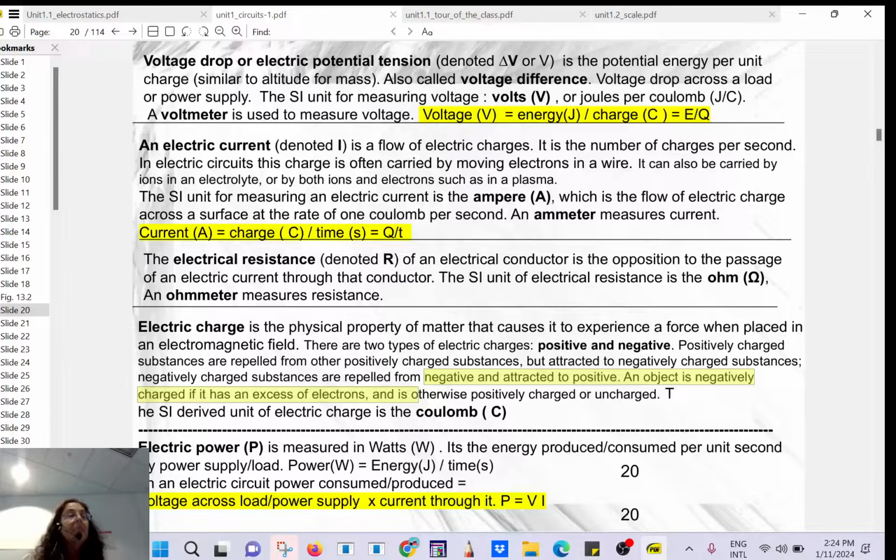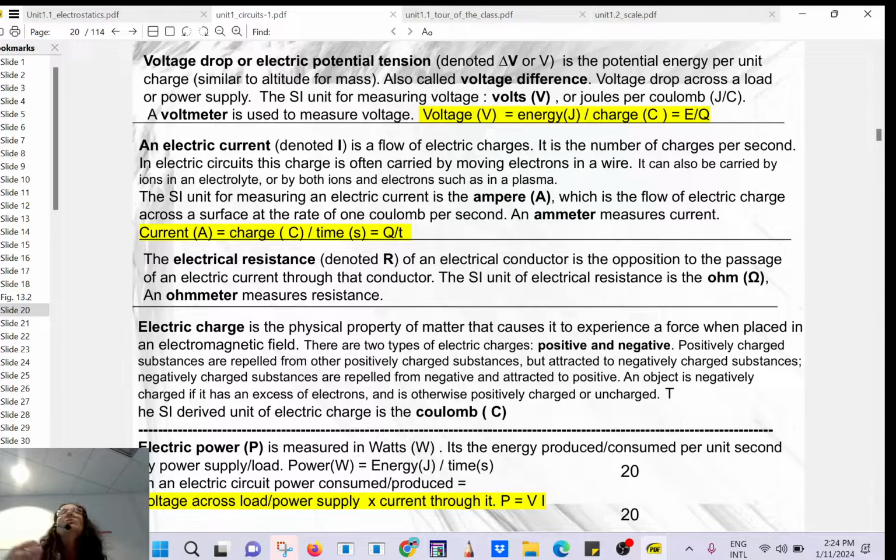And then you have the electric power. It's the energy produced by the power supply per second, or the energy consumed by a load per second. The unit is watt, so energy divided by time. If you want to find the power consumed by a load, for example a microwave of 1500 watts, that means your microwave is consuming 1500 joules per second.